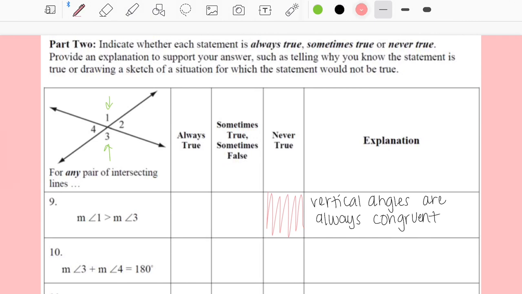And so now they give us that the measure of angle 3 plus the measure of angle 4 has to be 180 degrees. They form a straight line, so that will be always true because they are supplementary. And remember, supplementary angles form a straight line and sum to 180 degrees.